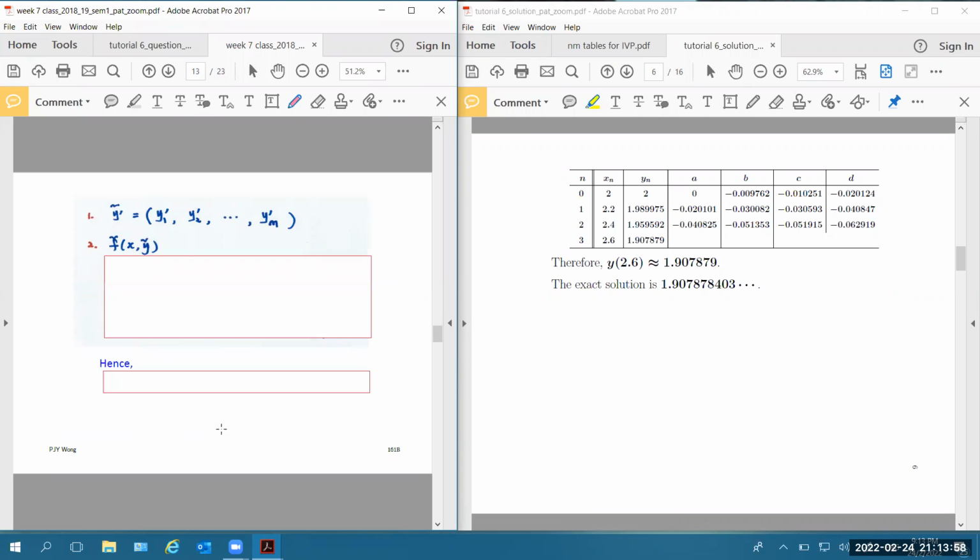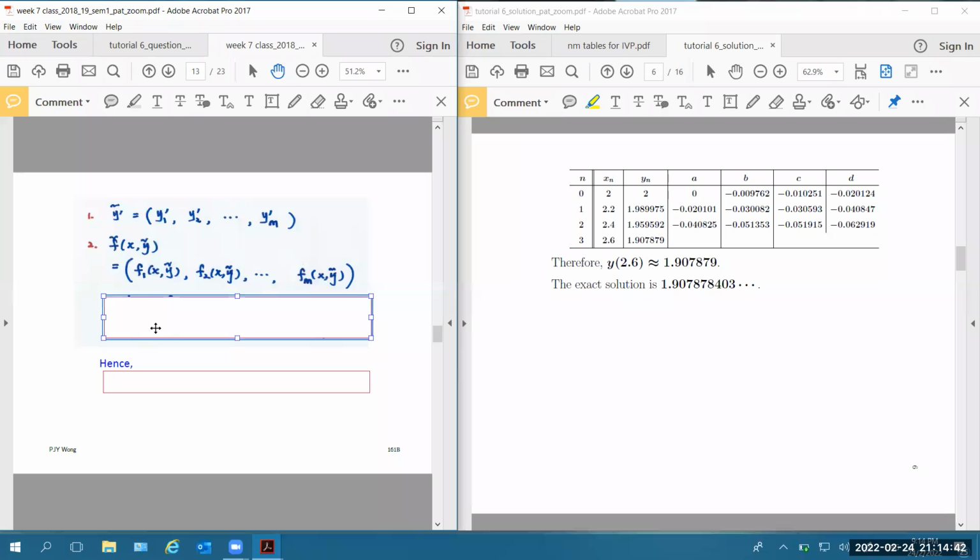Now this one also from our lecture notes. I want to take a look at the y prime tilde and the f tilde of x, y tilde, because our first order system says that this one equals this one. So y prime tilde means y1 prime, y2 prime, until yn prime. And for f tilde of x, y tilde, the x, y tilde are the arguments of f tilde.